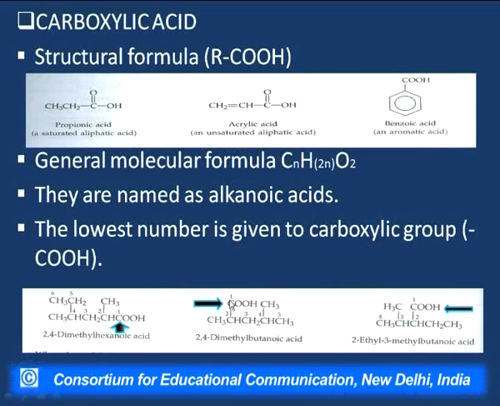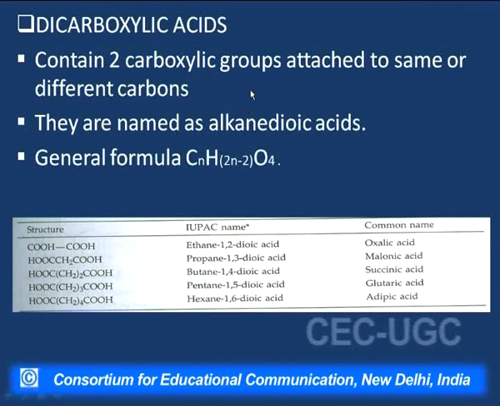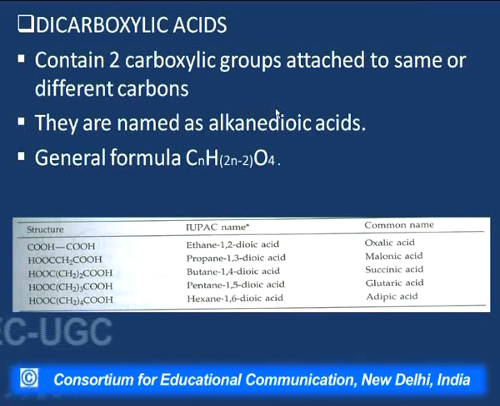Similarly, in the next example here, again we will do the numbering from top to right hand side, because the carboxylic group is at the top and we have to give the lowest possible number to the carboxylic group. So the name becomes 2,4-dimethyl-butanoic acid. Similarly, in the next example, we write down 2-ethyl-3-methyl-butanoic acid.